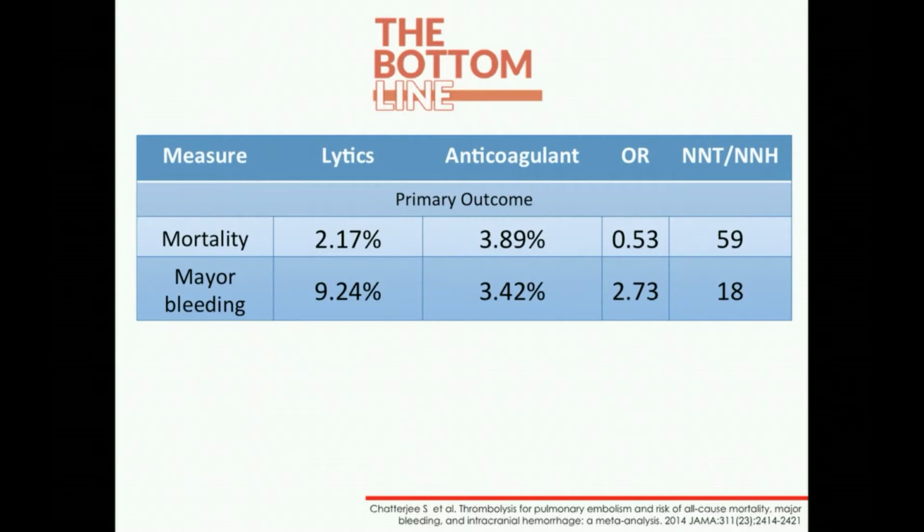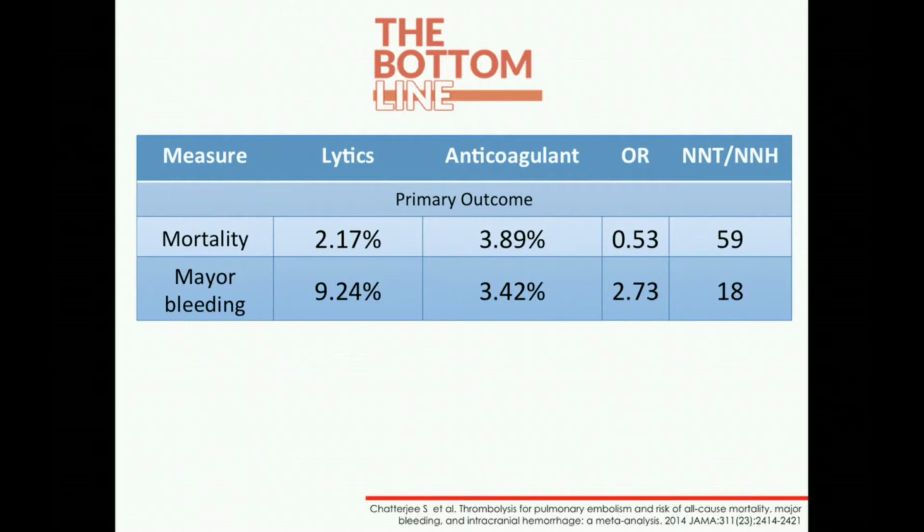Okay, so for every 60 PEs that I give lytics, again, in this very broad group, submassive and massive, everyone is invited, for every 60 I give lytics, I avoid 1 death, but 3 are going to have a major bleeding. Okay, that's when you took all patients.